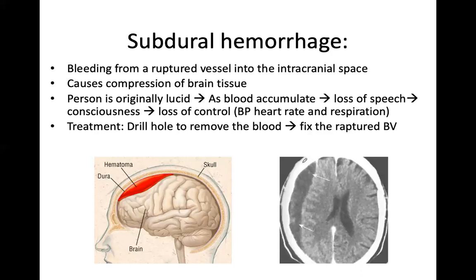What you see as the white borders is the skull. This is a transverse cut, so they literally cut the brain through horizontally. You can see on the left-hand side, the brain has extended all the way to the skull. But on this side, you have this black area, which is basically pooling of the blood in the right hemisphere, stopping the brain from functioning properly.